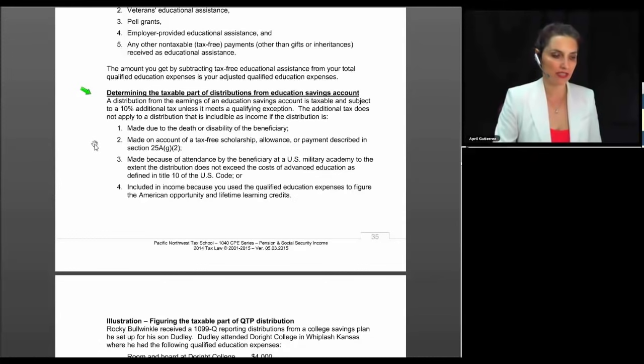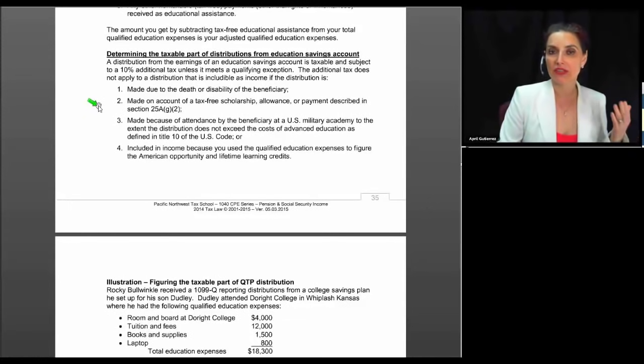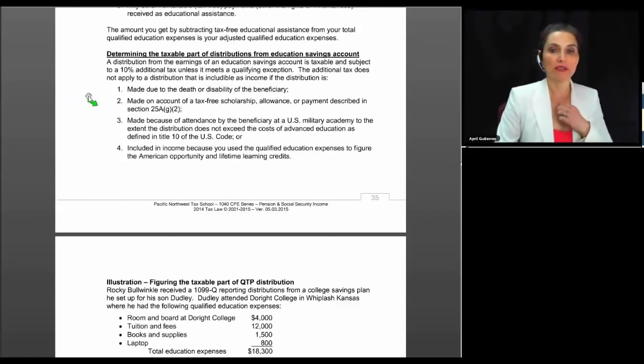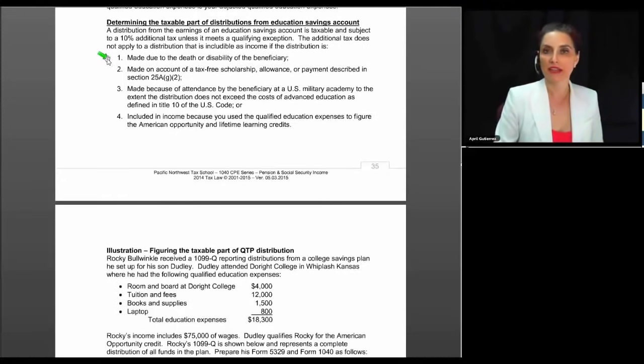Now that we've determined our adjusted qualified education expense, it's time to determine whether any of the distribution that we took from the QTP or the Coverdell ESA, if appropriate, is going to be taxable. And if it is taxable, am I going to have to pay that additional 10% tax on top of it? So a distribution from the earnings of an education savings account is taxable and subject to a 10% additional tax unless it meets a qualifying exception. The additional tax does not apply to a distribution that is includable in income if the distribution is made due to the death or disability of the beneficiary.